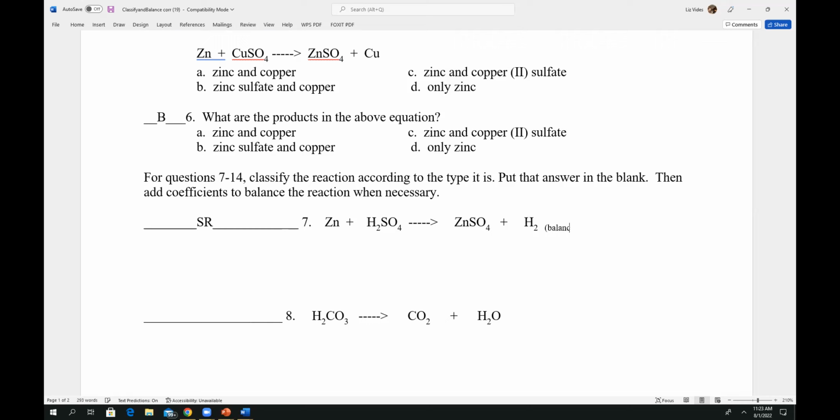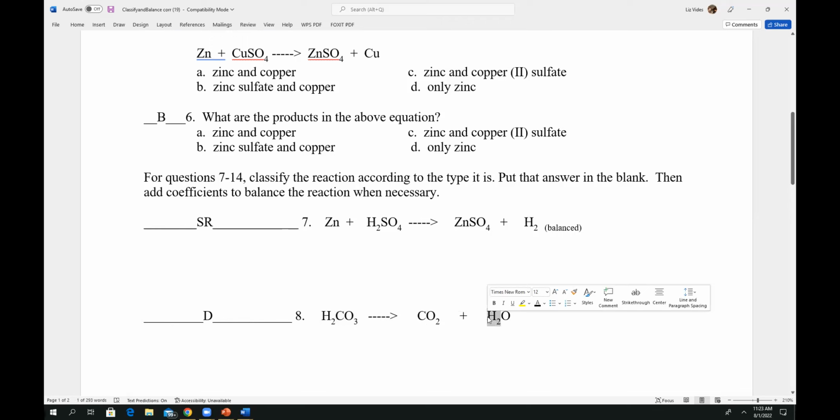Okay, this one is a decomposition. See how one thing is becoming two things? Okay, so that's what this is. This is a decomposition. Let's balance it, right? So we have two hydrogens, one carbon, and 2 plus 1 is 3 oxygen. So no, this is also balanced.